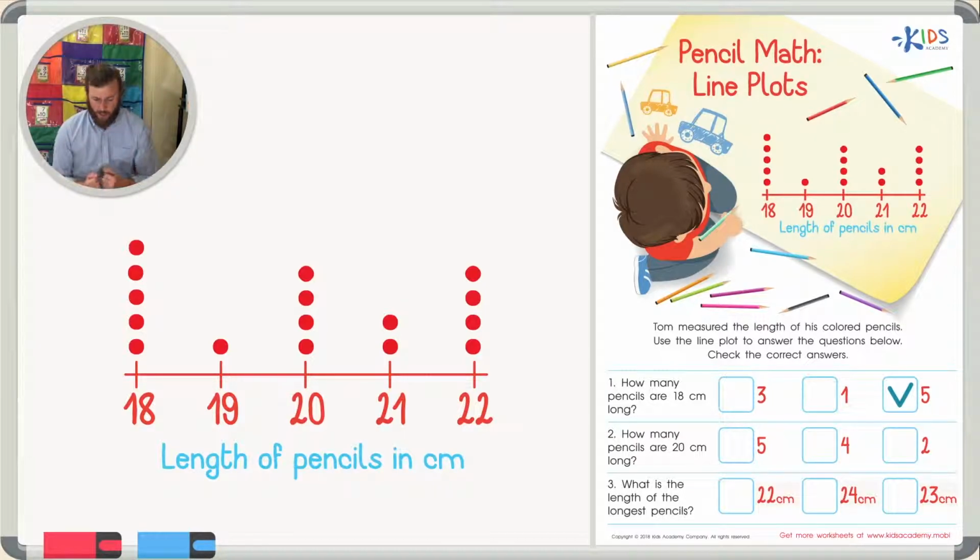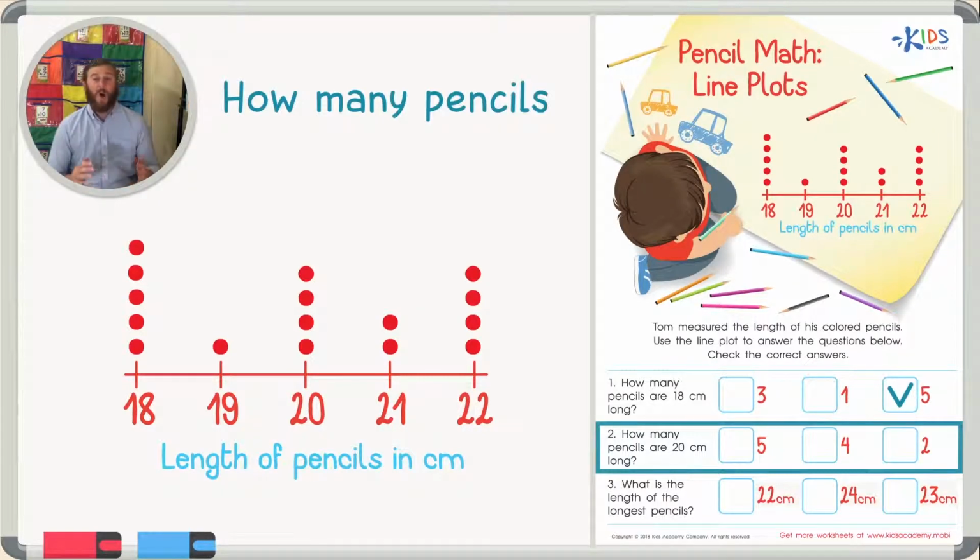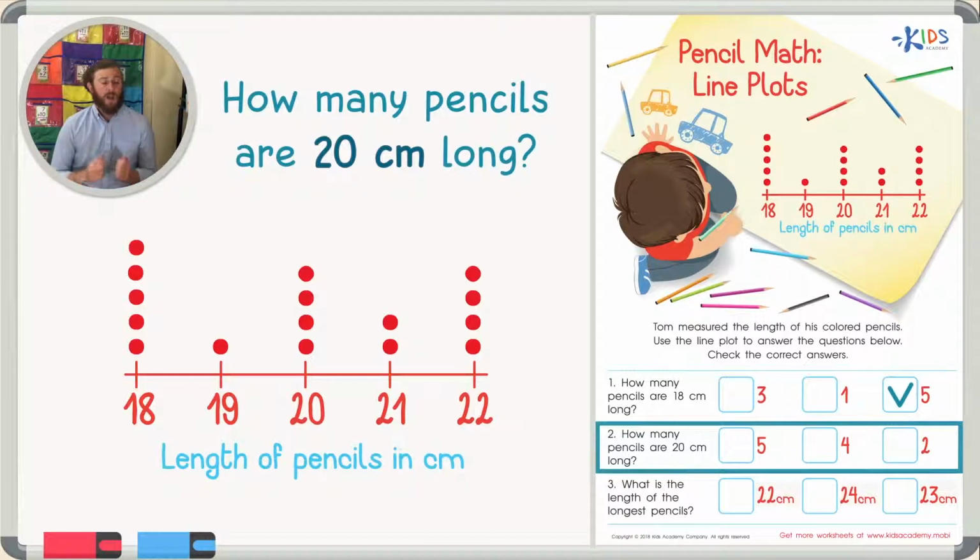Now, let's read the second question. How many pencils are 20 centimeters long? Now, for this question, we're going to have to go to the 20 on the line plot. So I found the 20. Now I want to know how many pencils are 20 centimeters long. Again, each dot represents just one pencil, so we can just go ahead and count the dots. Let's count them together. There are 1, 2, 3, 4 dots, meaning there are 4 colored pencils that are 20 centimeters long. Let's go ahead and check 4.